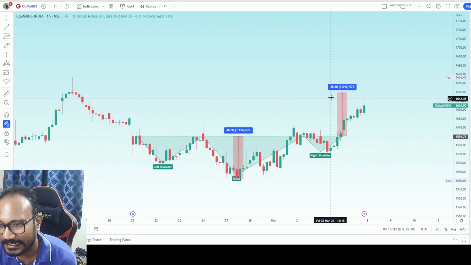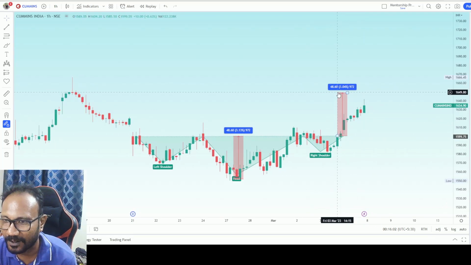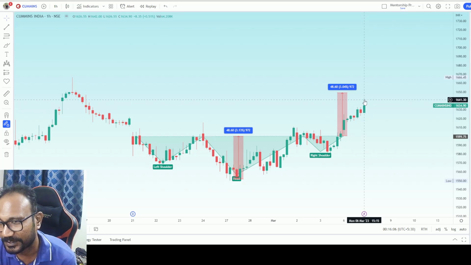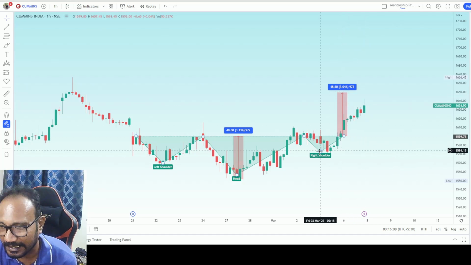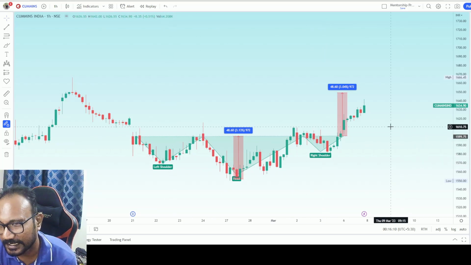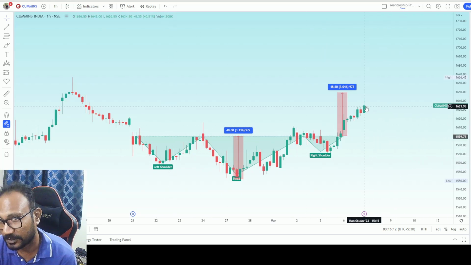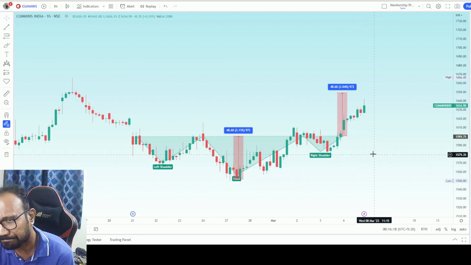You see, this is the recent example. It is still on the way. Maybe it could reverse from here because it has achieved already 80% of this length, and the shoulder length easily it has achieved. But still, you may expect it to go till 1649. So that's a huge possibility, right?